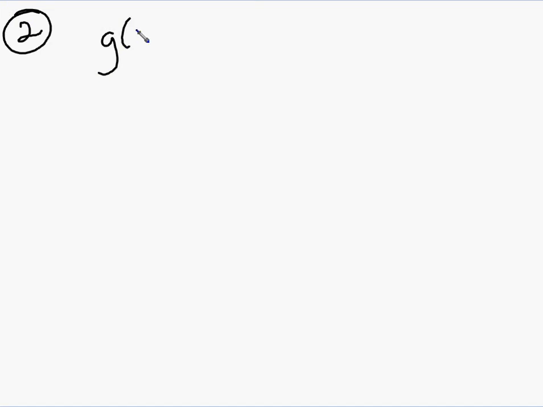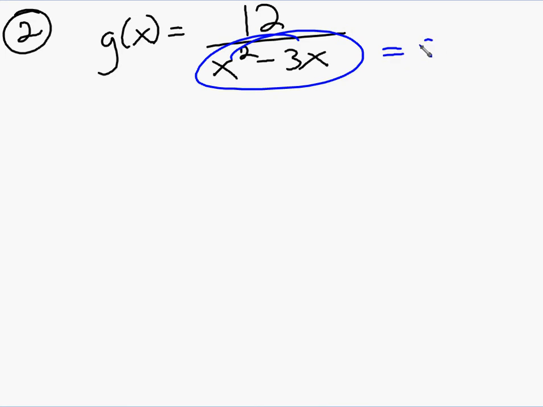G of x equals 12 over x squared minus 3x. Is this one a rational function? It is. So remember what we're worried about with the rational function. We are worried about when is this thing equal to 0. So guess what? We have to set up a very simple equation to find that out. We're going to set the denominator equal to 0 and solve it.